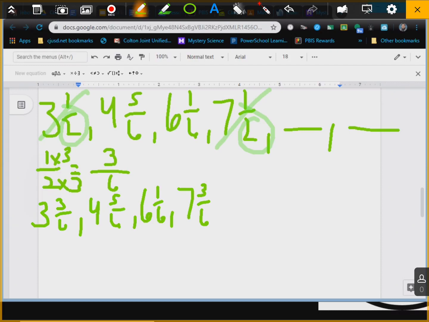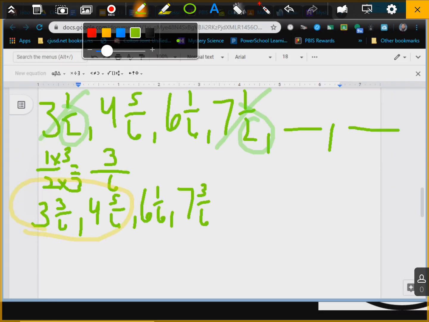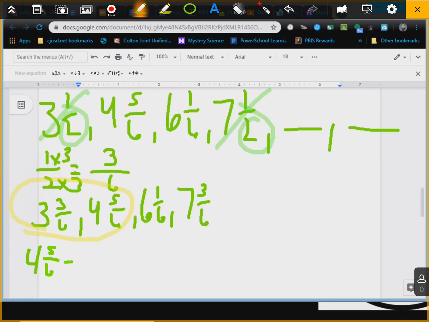Okay? Now, I see it's going up. So I'm going to take 2 of the smallest terms, because that to me is the easiest to subtract. I'm going to subtract them to see how much it is going up by. So I'm going to take 4 5/6 minus 3 3/6. And when I do that, I get 1, because 4 minus 3 is 1. 5 minus 3 is 2. Denominator stays the same. 1 2/6. So I see that it's going up by 1 2/6.